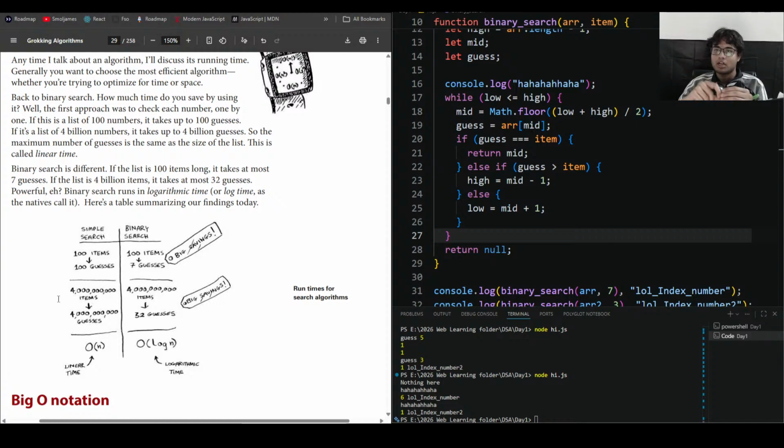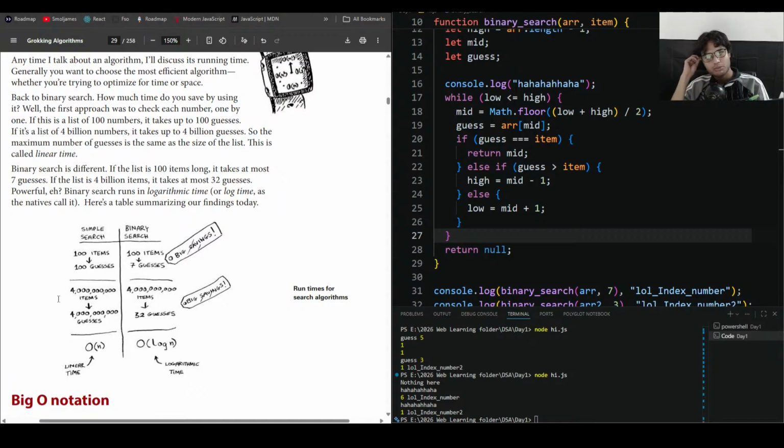Anytime I talk about algorithm, I'll discuss its running time. Generally, you want to choose the most efficient algorithm, whether you are trying to optimize for time or space. Back to binary search. How much time do you save by using it?